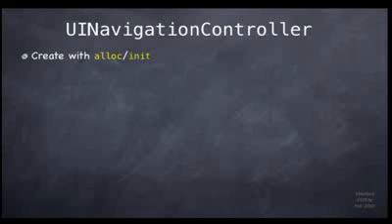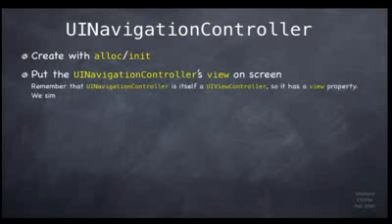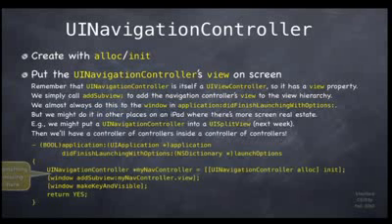All right, so navigation controller, how's it work? You create it with alloc init, all right? It doesn't have a nib file associated with it because, again, it's going to use other controllers as its view. After you create it, you need to put the navigation controller's view, meaning its view property. The UI navigation controller is itself a UI view controller. Understand that, okay? UI navigation controller is a UI view controller. So it has a view property, okay? You're going to put its view on screen.